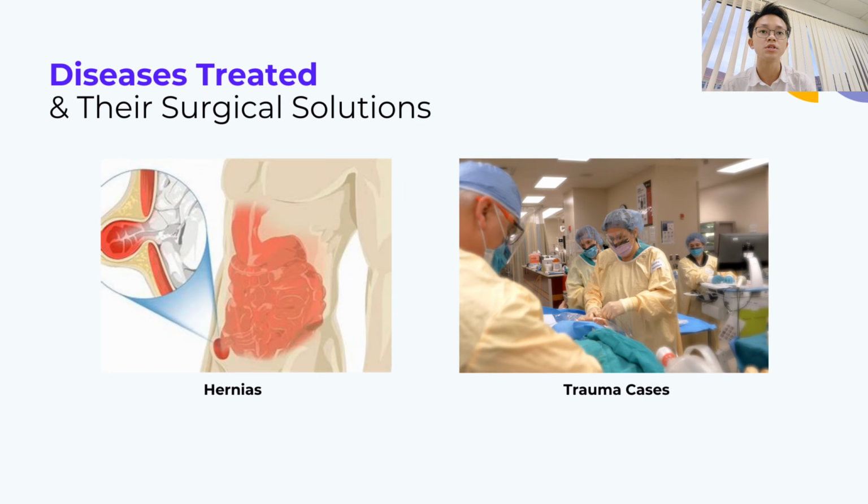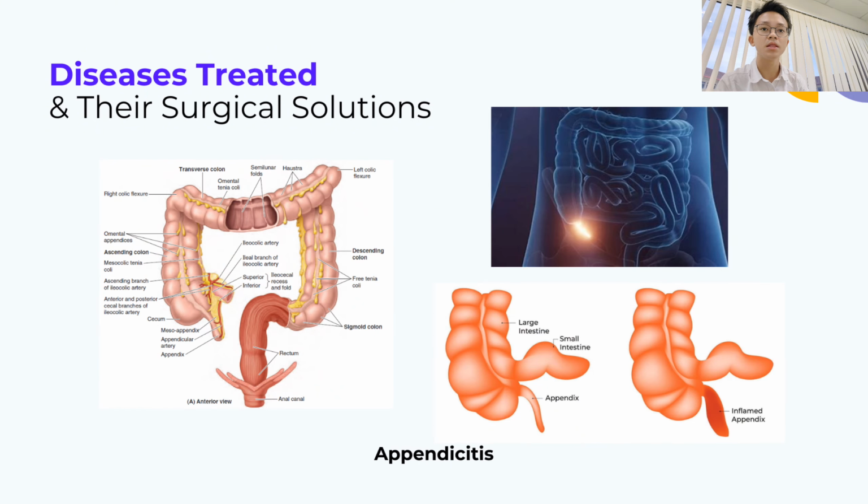So the next condition is hernias. General surgeons repair hernias, where an organ pushes through weakened tissue, such as in the abdomen. Then the next one is the trauma case. For injuries causing internal bleeding, surgeons perform life-saving operations to stop the bleeding and repair damaged organs. So now is appendicitis, which is the main focus of our video today.